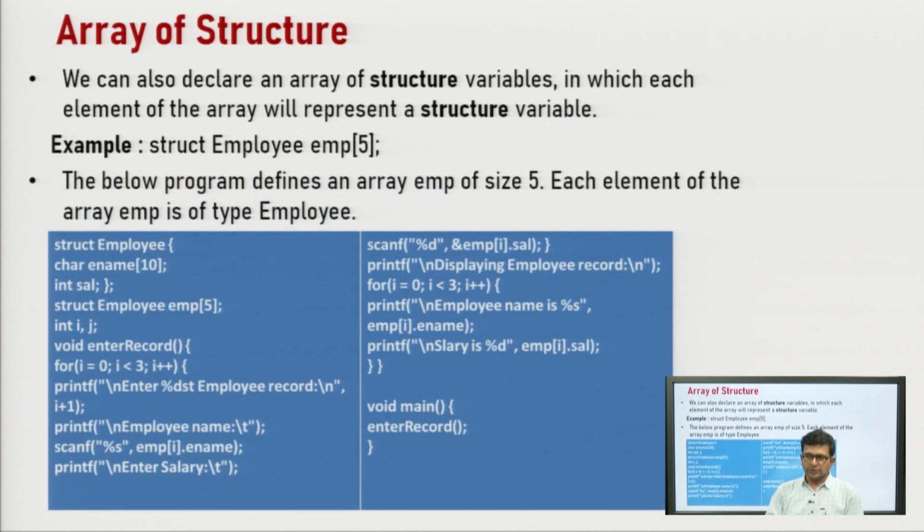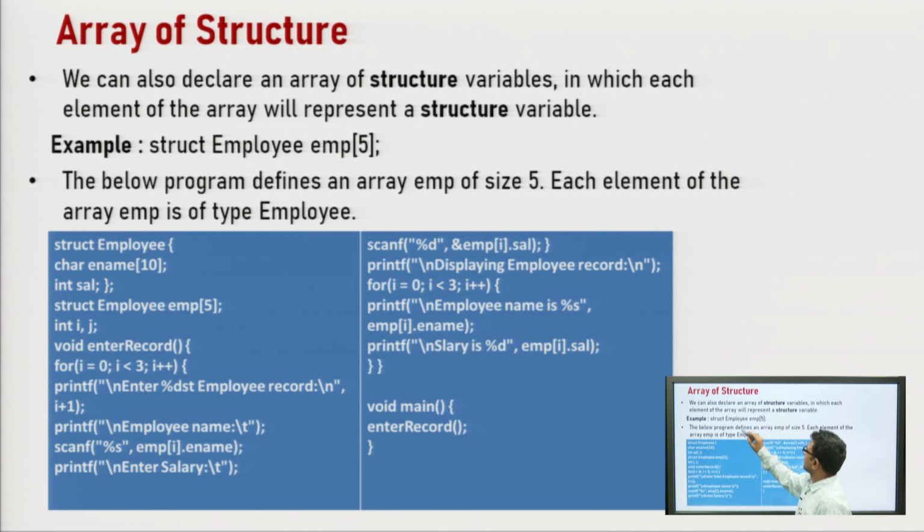Now, till now we have seen that we have created a single variable or 2 variables for storing the student records or employee records. But if we want to store the records of 100 students, then what can we do in that case? If we want to store records of a certain number of students or employees, in that case we will use the array of a structure.